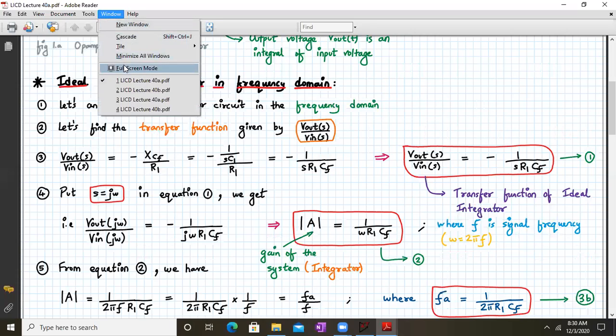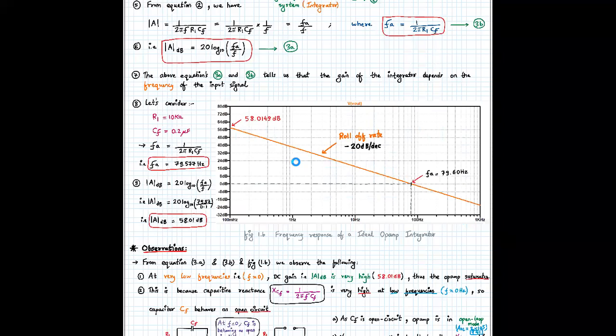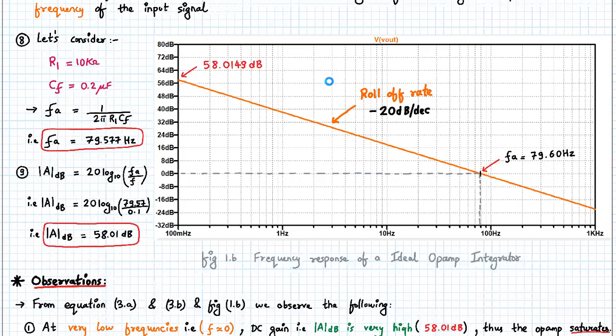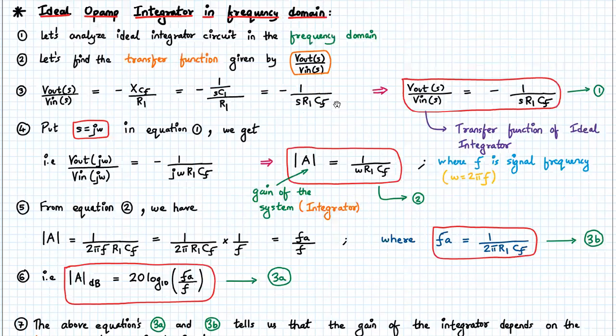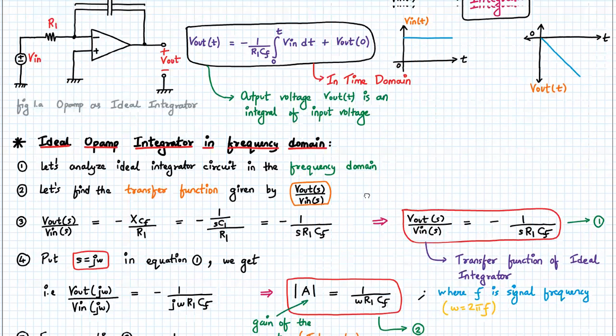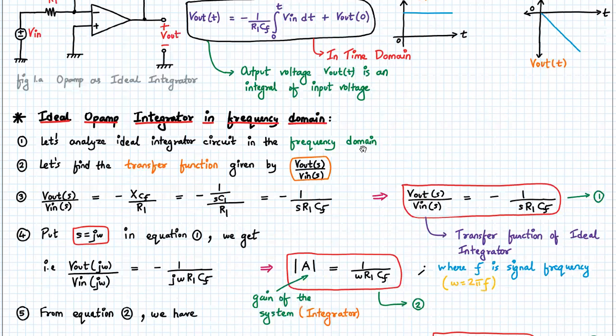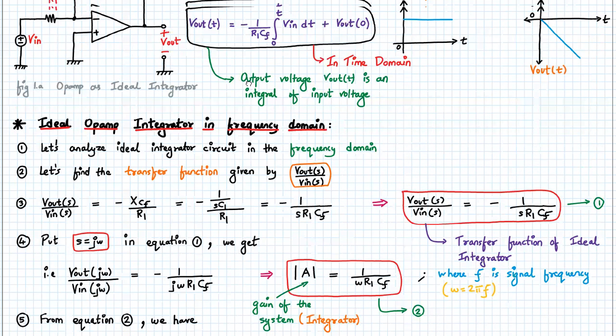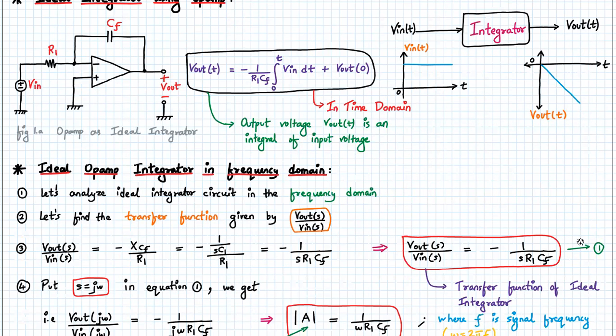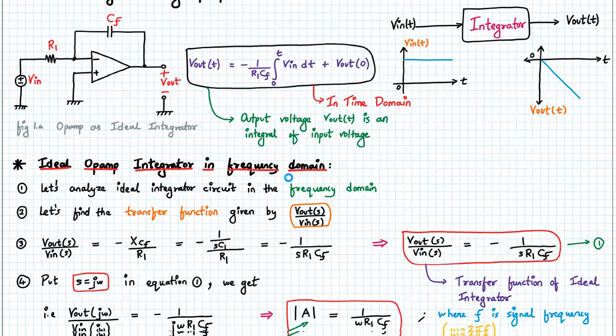Just let me put it in the full screen mode. Okay. Yeah, I think this is better. So V out upon V in in the frequency domain is given by minus 1 upon S times R1 into CF. So this is my transfer function of my ideal integrator circuit, right? This equation number 1 will tell the gain of the integrator at all frequencies.